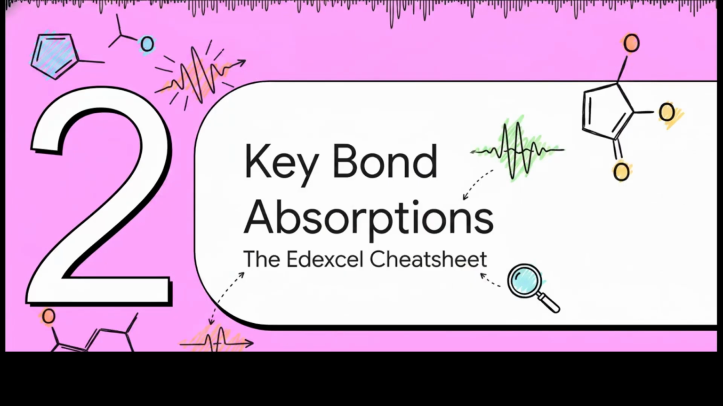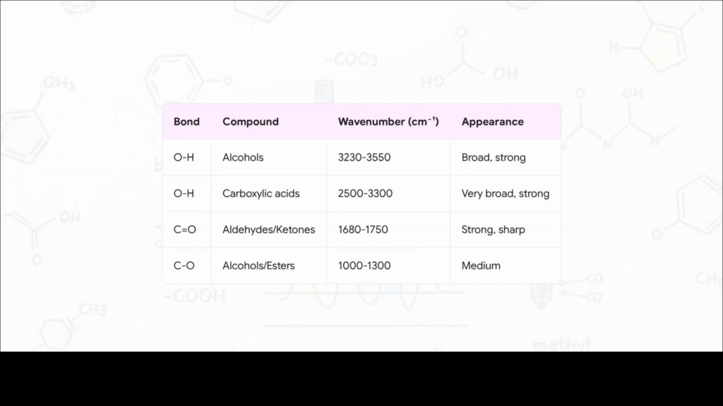Moving on to Section 2, Key Bond Absorptions to Learn. This is your Edexcel data booklet cheat sheet, where we meet the usual suspects you absolutely need to memorize. This right here is your ultimate cheat sheet. Honestly, I'd pause the explainer right now and review these exact wave number ranges and appearances because they are pulled straight from the Edexcel data booklet.